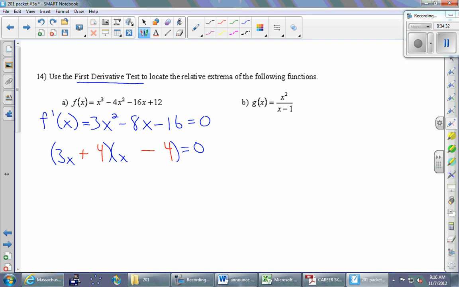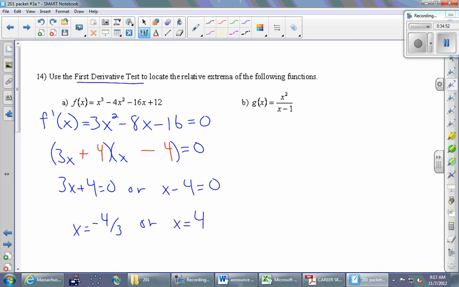And so then we'll take each piece and set it equal to 0. So we go 3x plus 4 is 0, or x minus 4 is 0. So how much is x? Good. Is everybody okay with the 2 places where the derivative is 0?